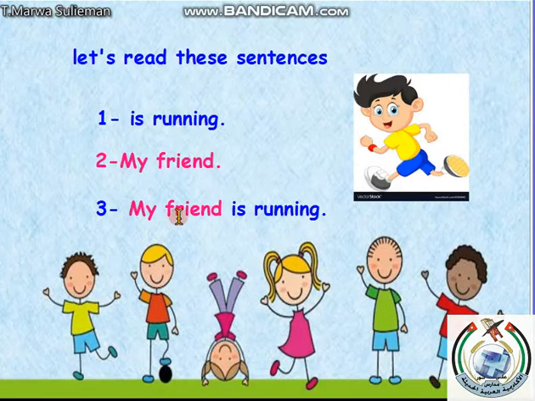Number 3. My friend is running. If we gather the two parts, we will have the sentence: my friend is running. So, which sentence is the meaningful or the complete sentence? Very good. This sentence is a meaningful sentence. My friend is running.